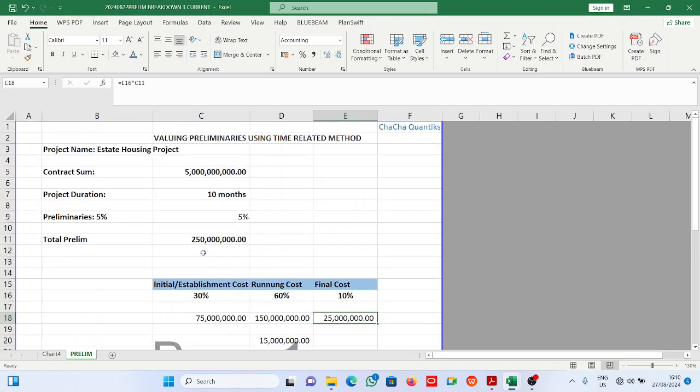In our next video, I'll be showing you how you can do that using the work related method, where you tie the preliminaries to the progress of the works on site.